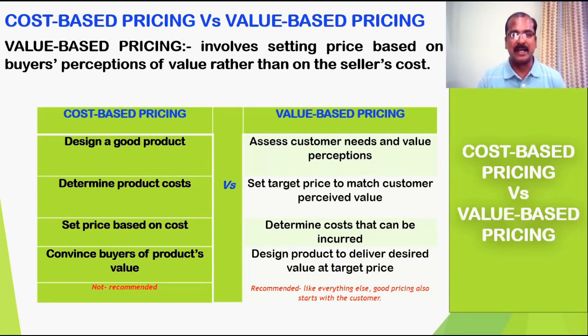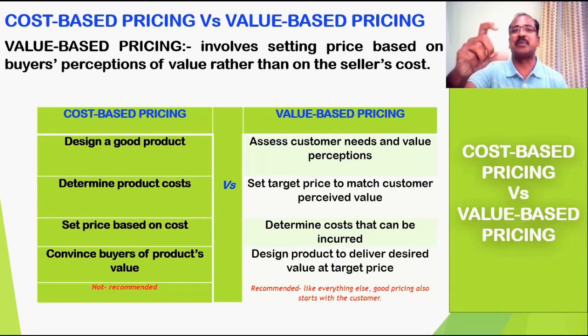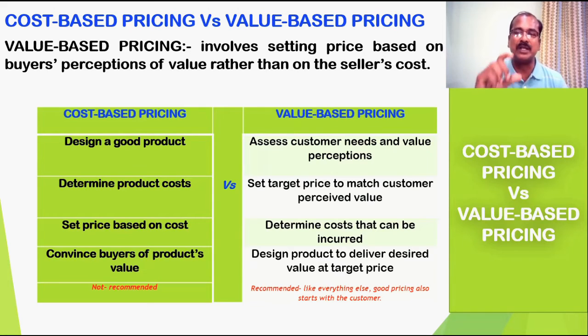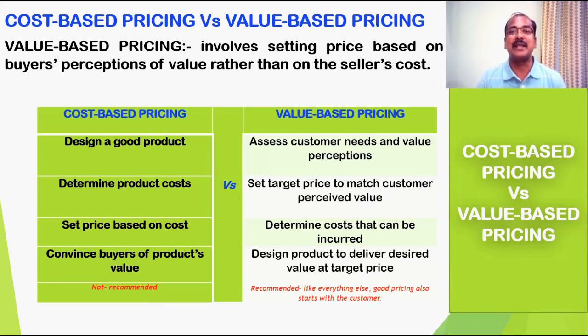Then the next one is to determine the cost that can be incurred. After you set the target price at the rate of 15 rupees, which is the price you don't calculate, you get it from the customers. It is calculated based on the perceived value of the customers from your product. So you determine now the cost that can be incurred. Then the last one, design the product to deliver desired value at target price. So this is a fantastic idea. Perhaps this is the real idea behind marketing.